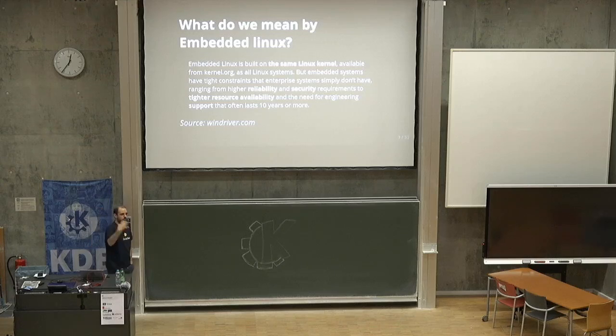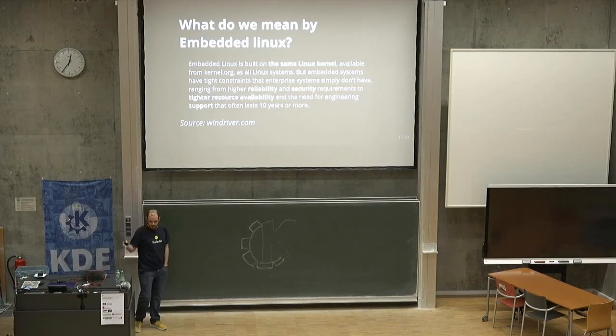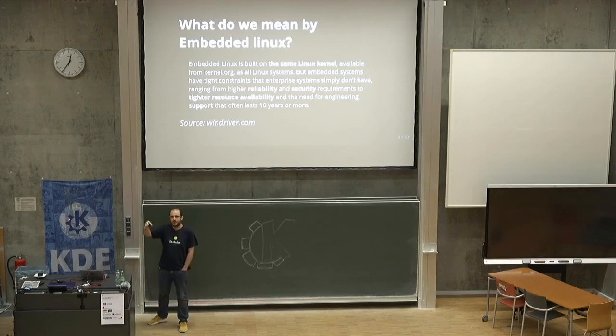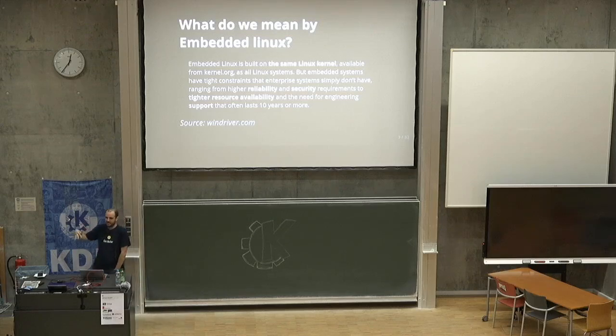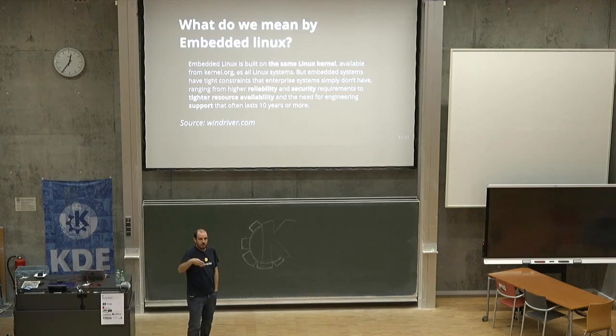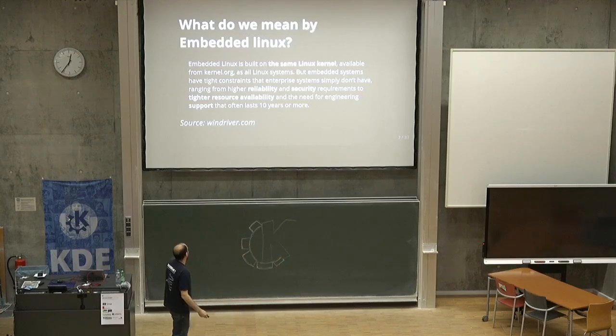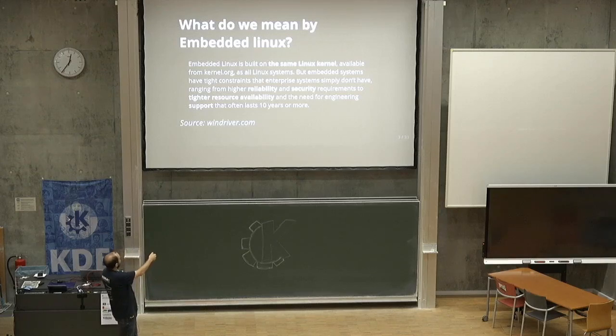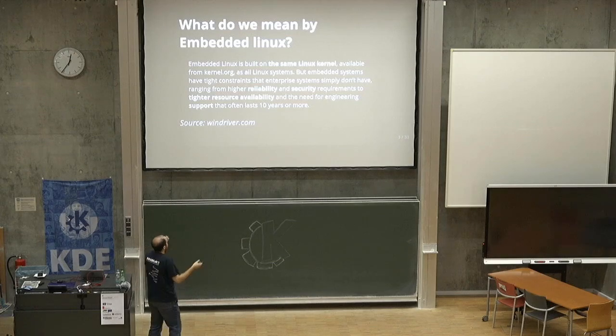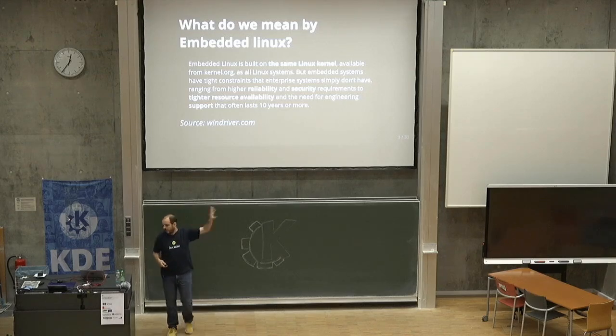When embedded has been presented to me in the past, people tell me it's about systems that have not a lot of memory, or it's about systems that, I don't know, are smaller, right? But none of these are actual things that define a system that would say you need to work differently, or you would need to make an operating system in a different way. And even when WindRiver, who sell themselves as creators of embedded Linux devices, the definition they give is also kind of sparse, right? They talk about using the same Linux kernel, but they want higher reliability, they want security, tighter resource availability, right? None of these things are super specific to any embedded device.